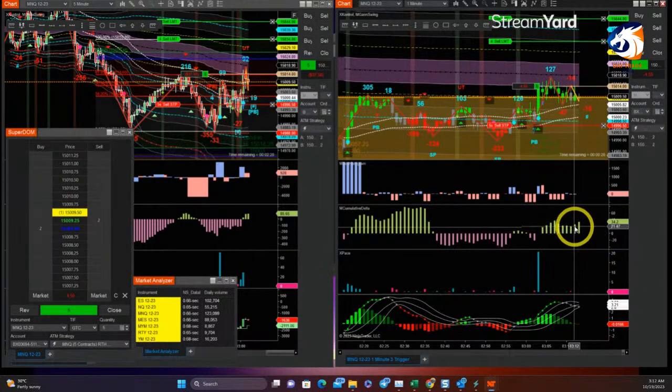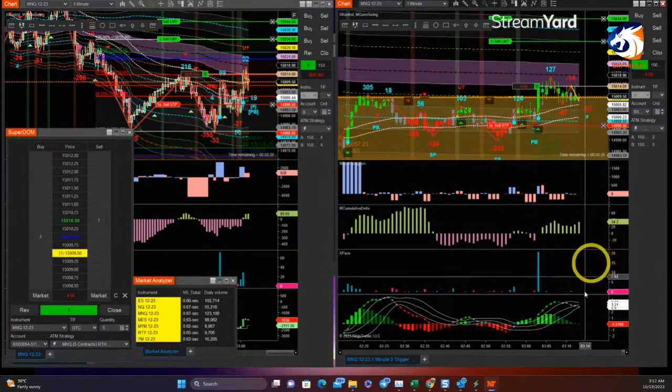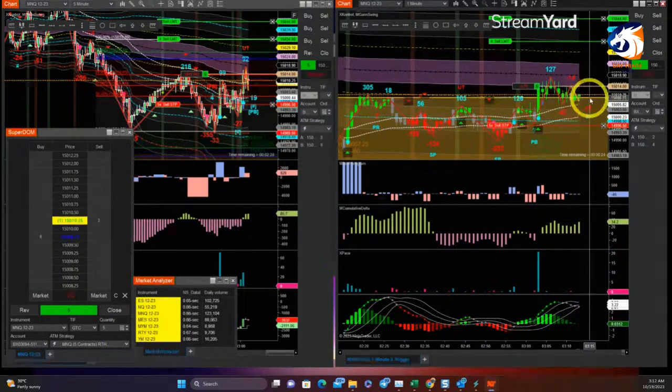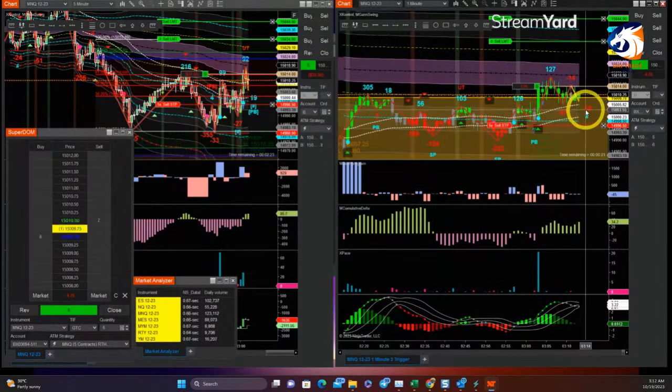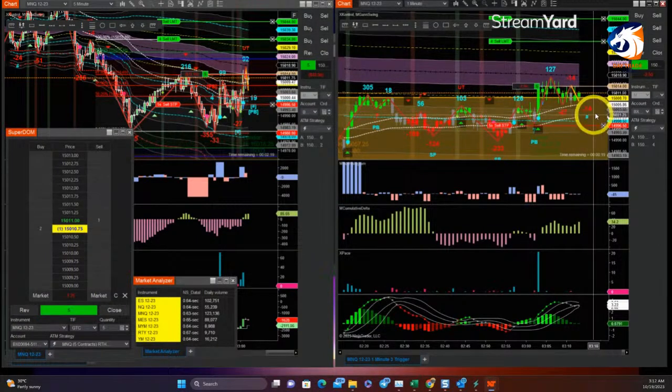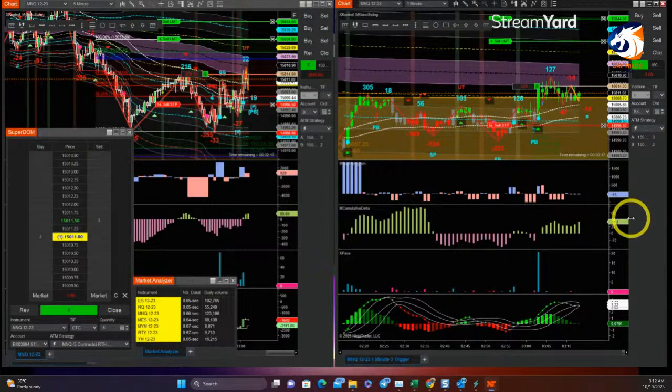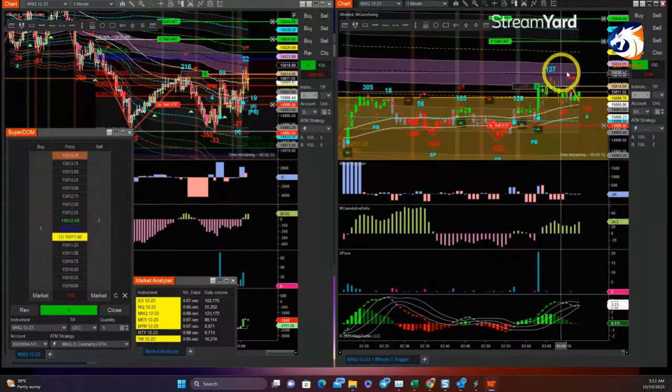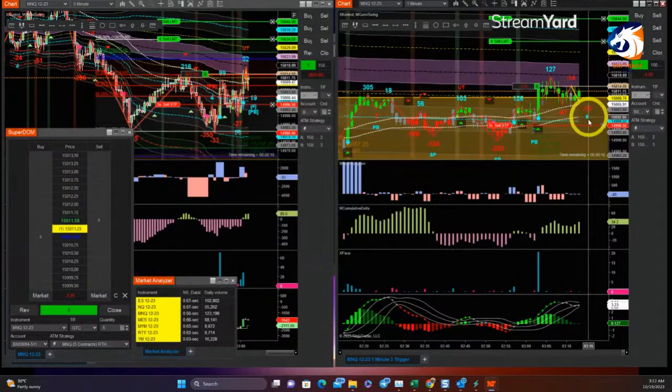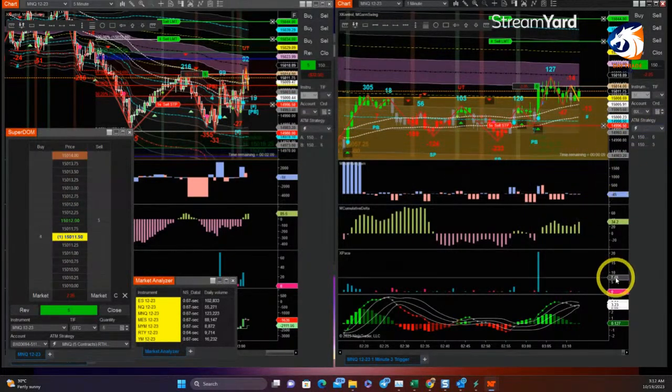Increase in cumulative delta, you can see here. So let's see if that's correct. Right now we're getting supply coming in. We have a selling imbalance, but we do have a stooges here to the buy side. So a lot of not confluence, more of divergence.